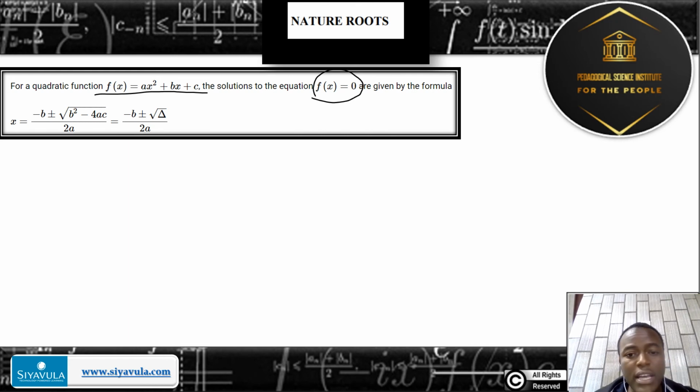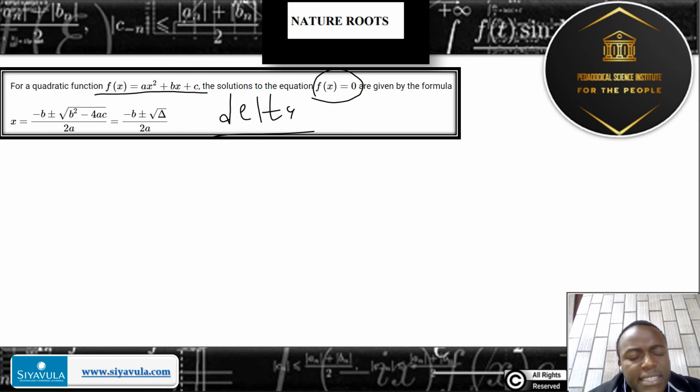In order to solve for x, because it's a quadratic equation, we can use the quadratic formula: x equals minus b plus or minus root of b squared minus 4ac, divided by 2a. Now, what is very important? If you want to know the nature of your roots, you must calculate something called delta. Let me just write it. Delta will help you to determine the nature of your roots.